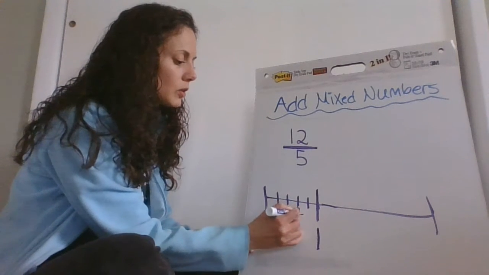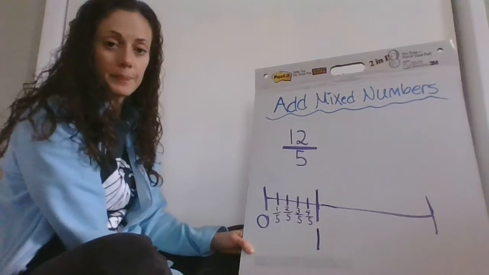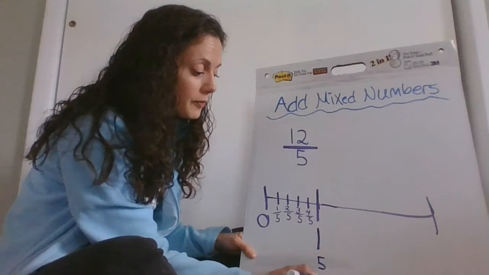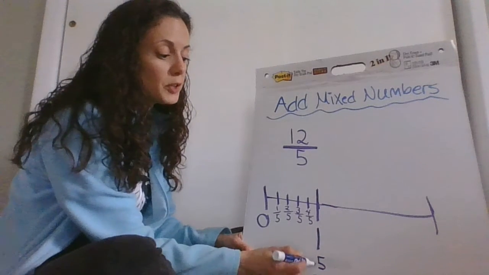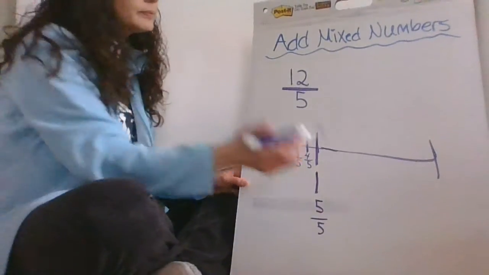2/5, 3/5, 4/5. Number 1 is also known as 5/5, because if you recall, when the numerator and denominator are the same, it's equal to 1 whole.